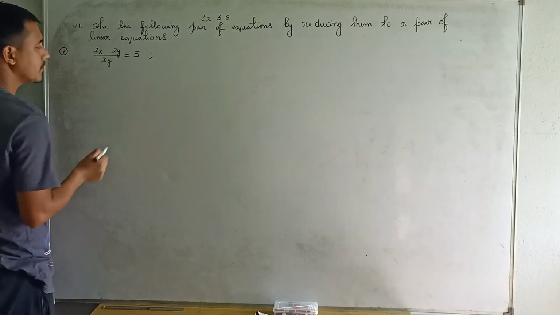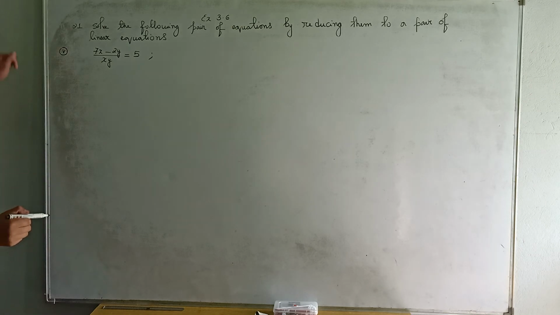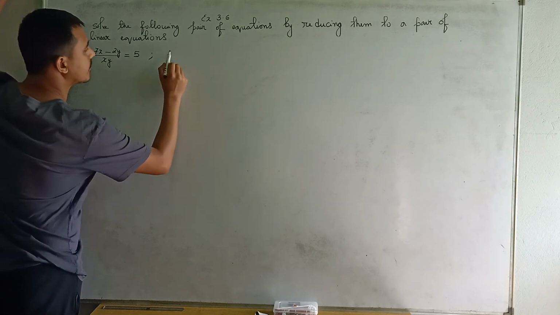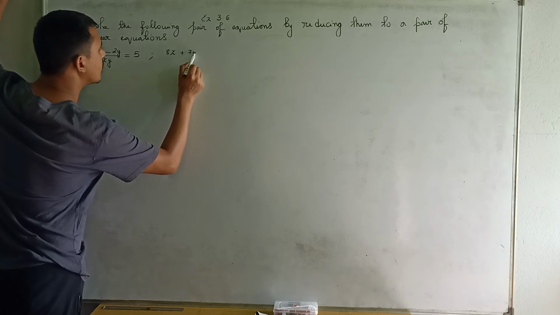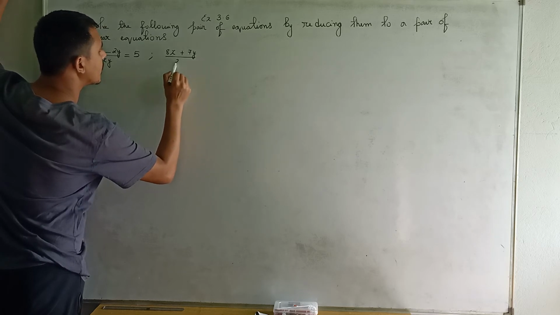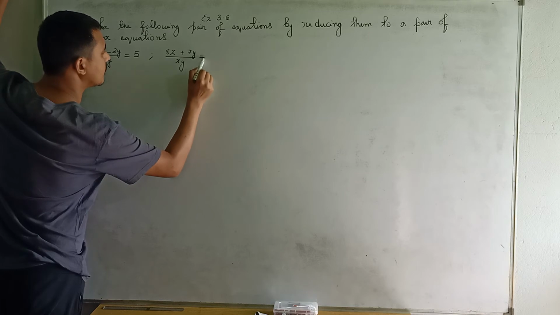And then the other one: 8x plus 7y upon xy is equal to 15.